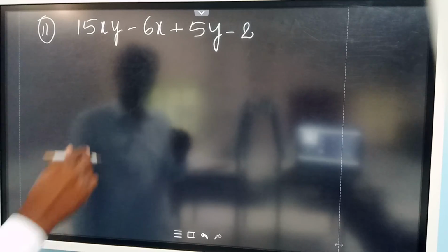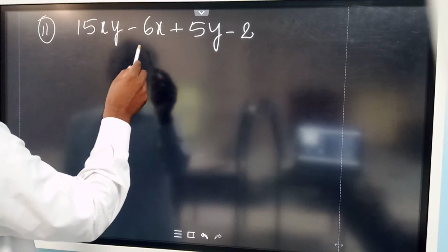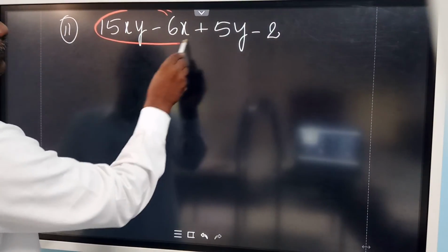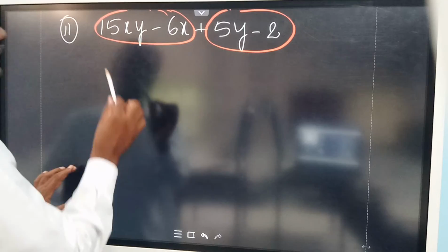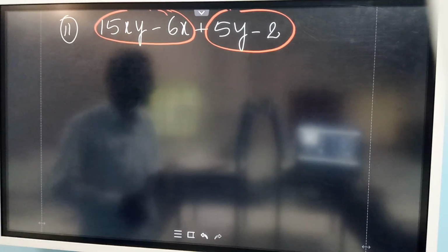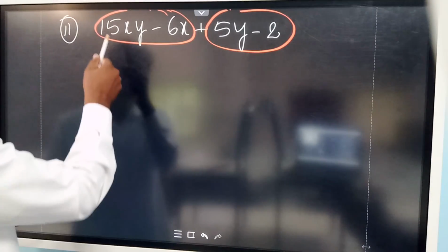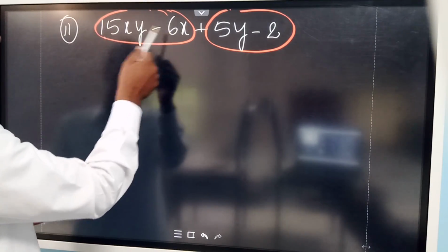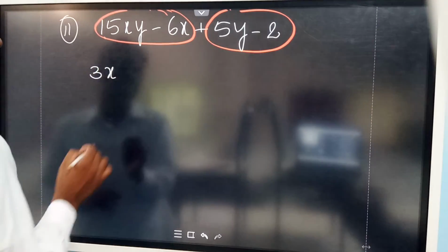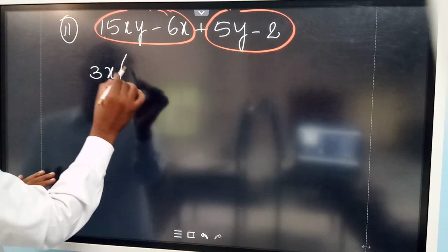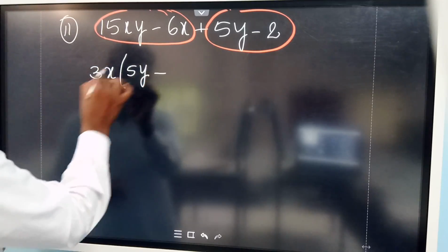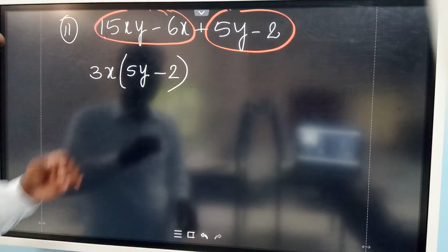To solve this, you can make a group of these two. These two, one group, and these two, another group. Don't do it like this, just for the sake of understanding I am doing it. From these two, what is common? This is divisible by 3, and x also. Now 3 5s are, x and x cancel, y will remain. Now 3 2s are, x and x cancel, so you will get only 5y minus 2.